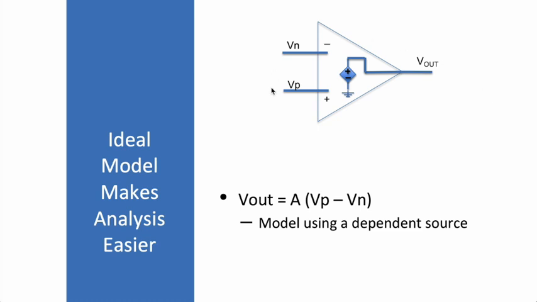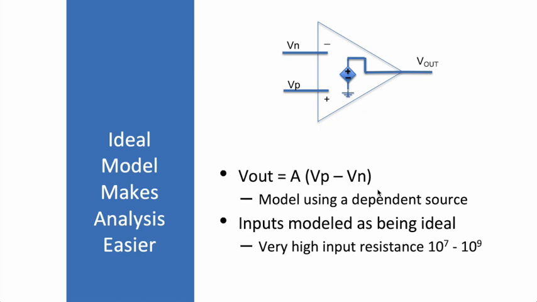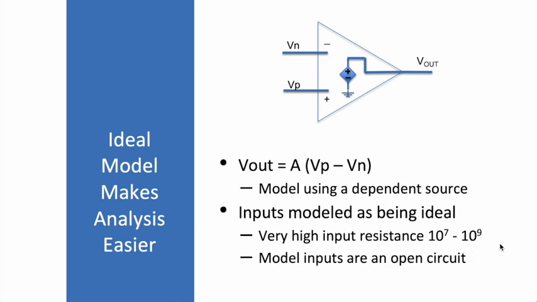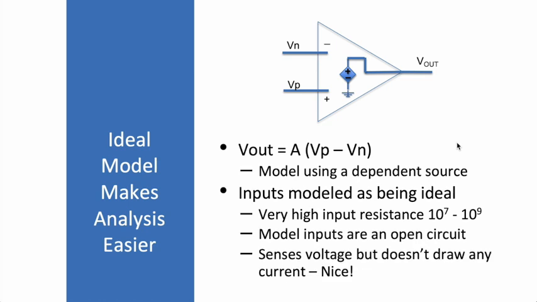Okay, so we can model this relationship between inputs and outputs using a dependent source, where the intensity of the dependent source is A times (VP minus VN). Now, the inputs on a practical device have a very high input resistance, somewhere between 10 to the 7 and 10 to the 9 ohms. So a very reasonable model for that is just to describe those inputs as an open circuit like this. So the wire just comes in and it's cut off. It's just a break. So in other words, we're assuming no current coming in at all.